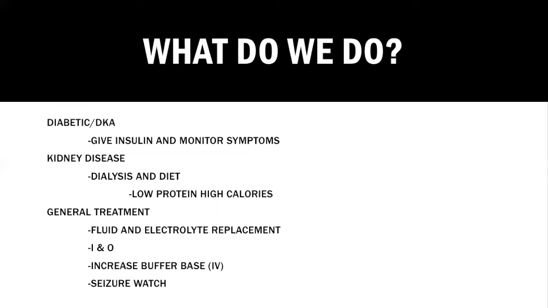For these patients, if they're diabetic or in DKA, we want to give them insulin and monitor symptoms. If they have kidney disease or renal insufficiency, dialysis and diet. Remember your diet for kidney disease: you want a low protein, high calorie diet. And that low protein is so that the kidneys won't have to work as hard.